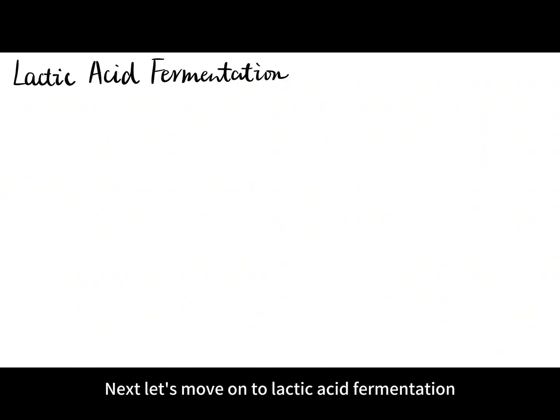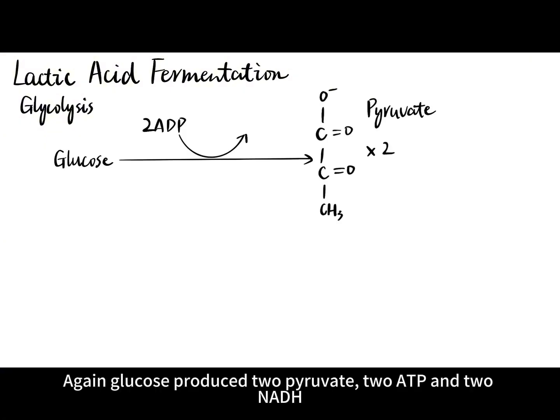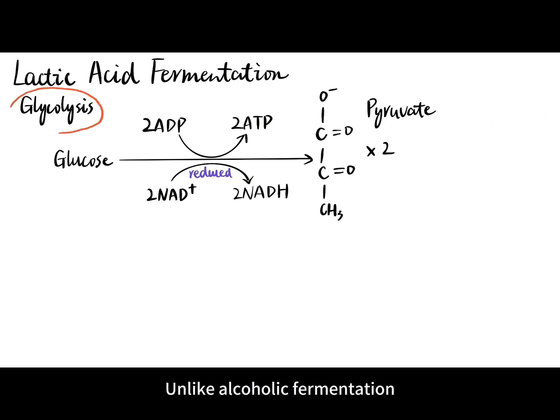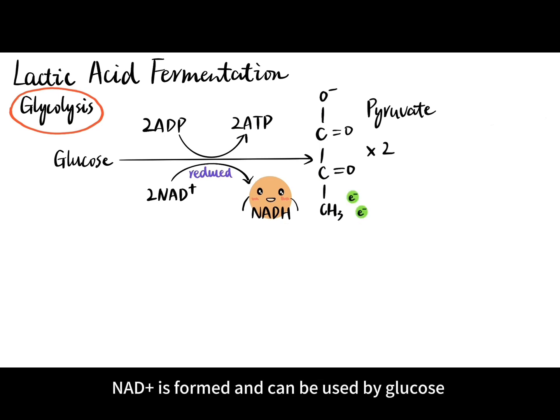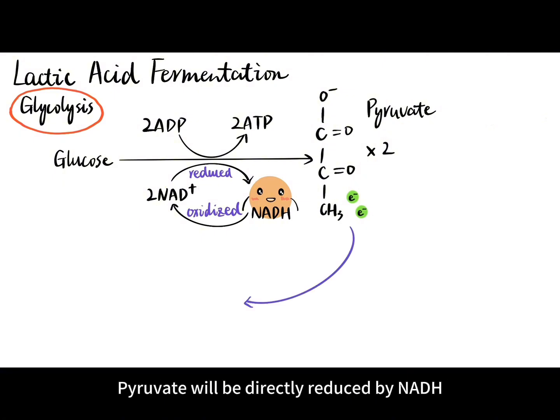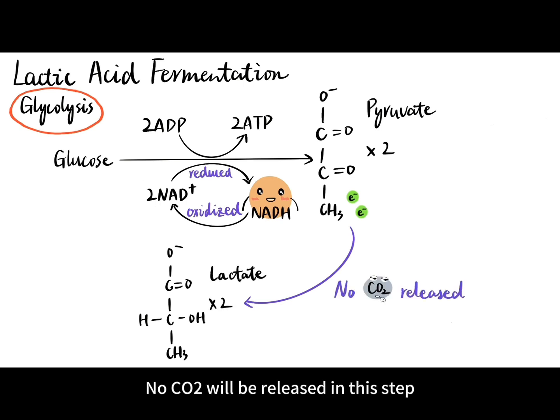Next, let's move on to lactic acid fermentation. Again, glucose produces two pyruvate, two ATP, and two NADH. Unlike alcoholic fermentation, this time the electron acceptor is pyruvate itself. NAD+ is formed and can be used by glycolysis. Pyruvates will be directly reduced by NADH to produce lactate. No CO2 will be released in this step.